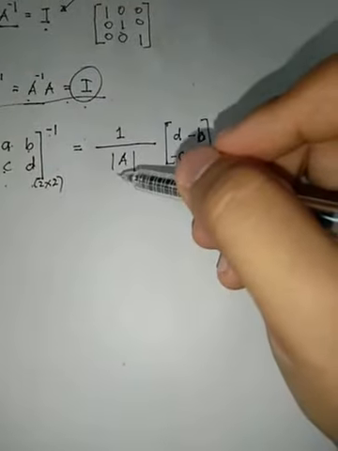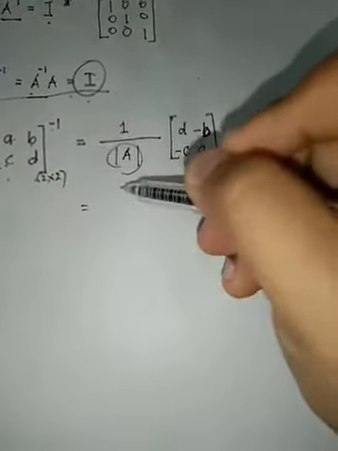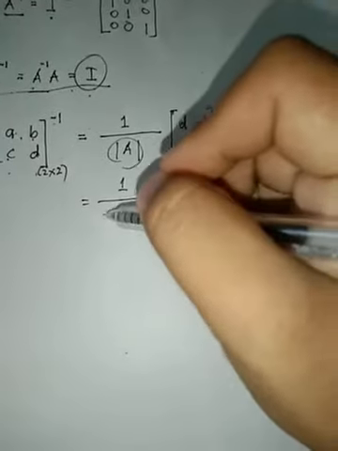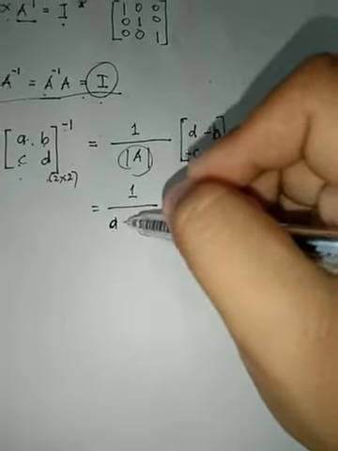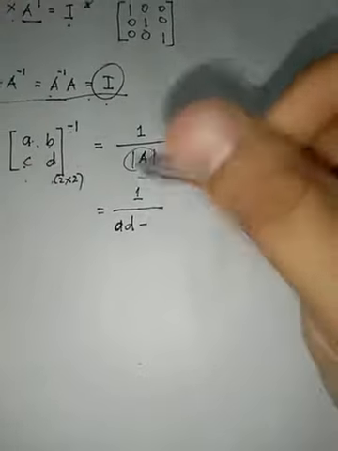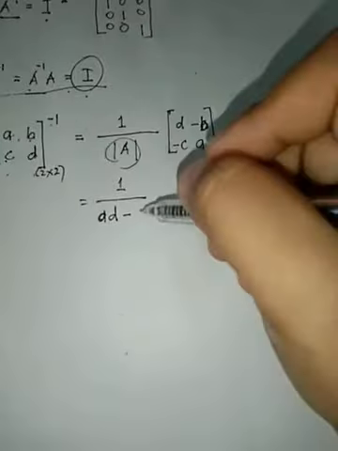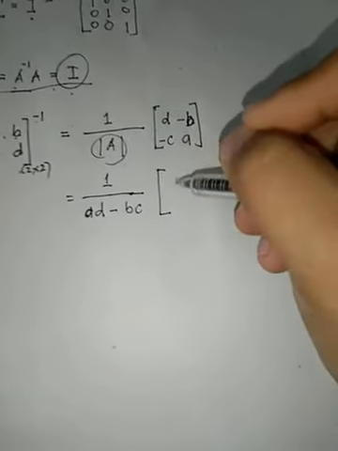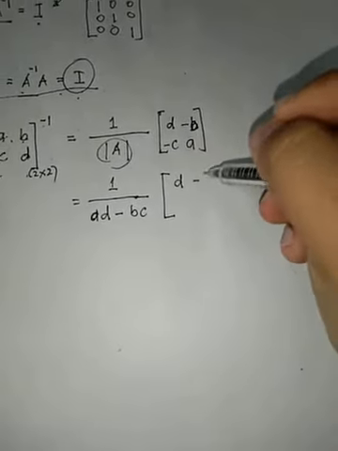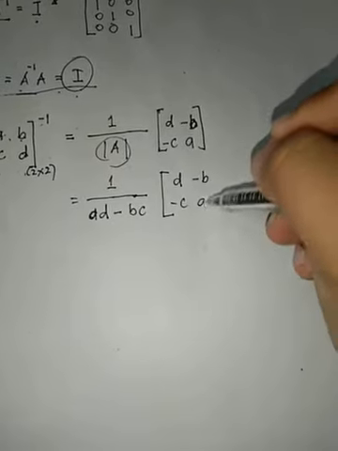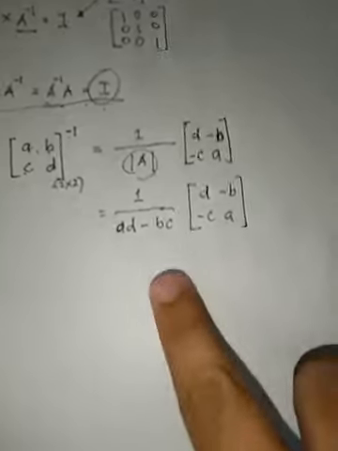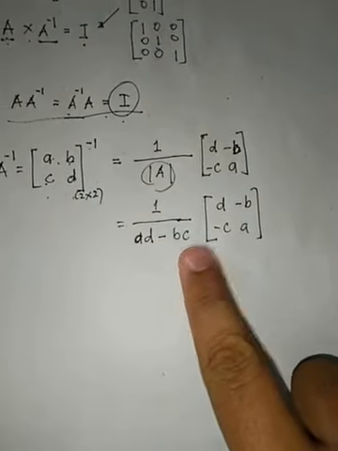So baka nakalimutan ninyo ang determinant. 1 over A times D minus B times C. Yan. Baka nakalimutan ninyo. So then D, negative B, negative C, A. Okay. So ito yung kanyang inverse matrix.